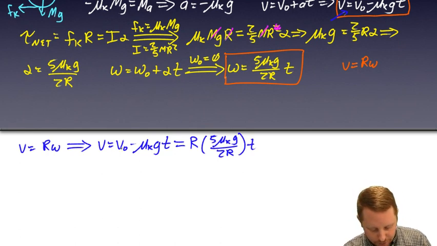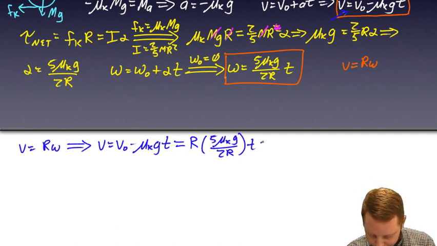All right, if we look, v naught, mu k, g, t is our variable, r we know is 5 mu k g over 2r, all constants, t. We've got one equation, one unknown. We should be able to solve for t. Just a little bit of algebra.